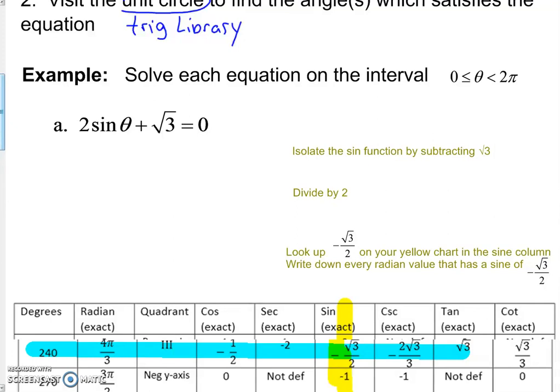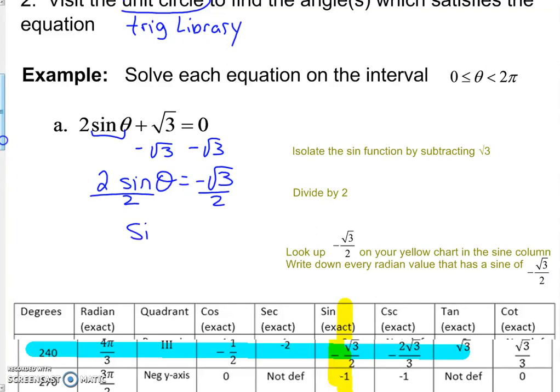All right, the first thing is to isolate that sine function. My goal is to get sine completely by itself. Think about it as x. You want to get it so that x is by itself. So our first thing is we're going to subtract that square root of 3 from both sides. And then we want to divide both sides by 2. So we have sine theta is equal to negative square root of 3 over 2.